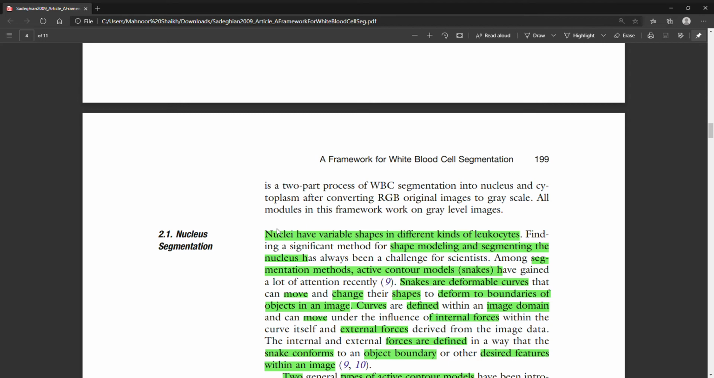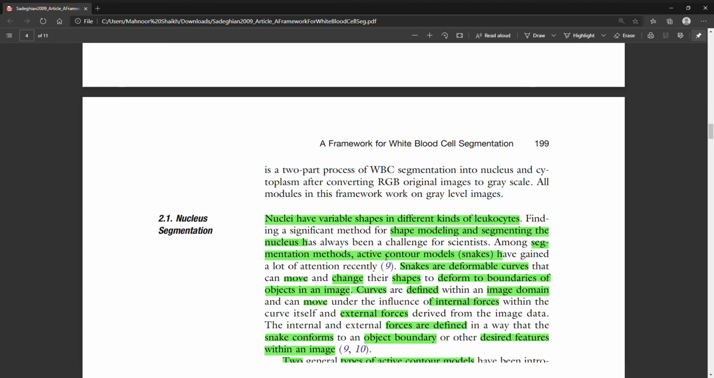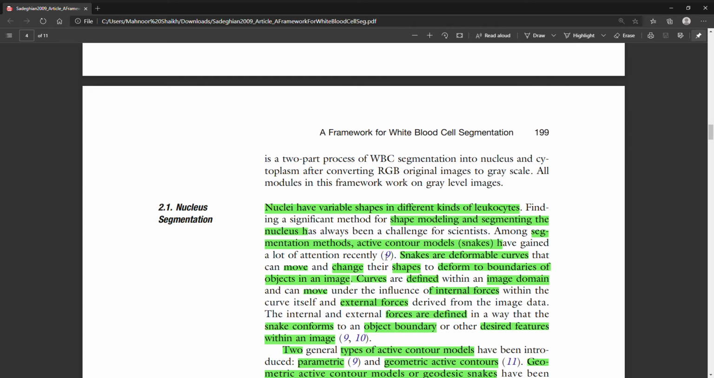Nuclei have variable shapes and different kinds of leukocytes, and it is quite challenging for segmentation of nucleus and shape modeling. So there are different methods for segmentation, among which the active contour models have gained quite attention. Snakes are also known as the active contour models. So snakes are deformable curves, can move and change their shapes to deform boundaries of the objects in an image. Curves are defined within an image domain and which can move under the influence of forces, maybe internal or external. So the internal forces are within the curve itself, and the external forces are derived from the image data.